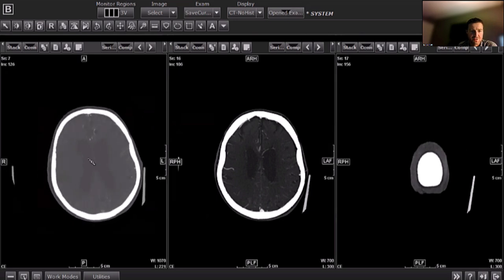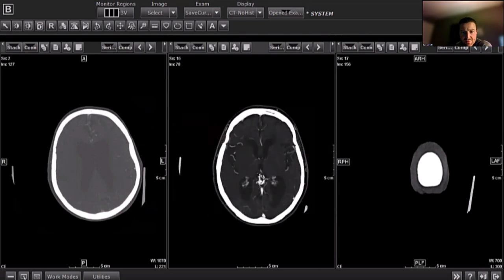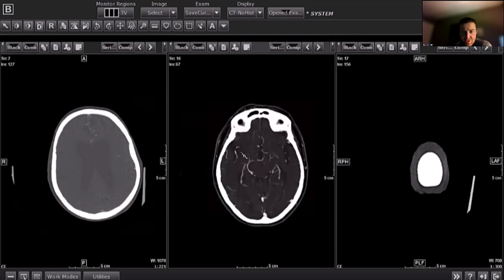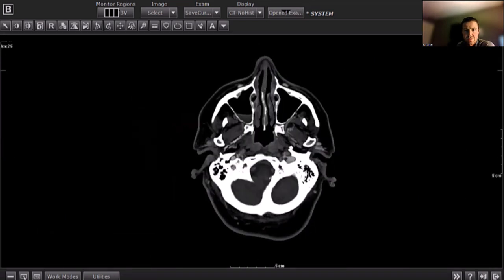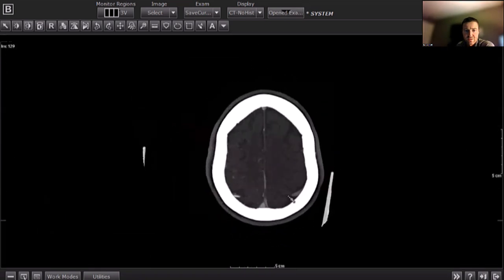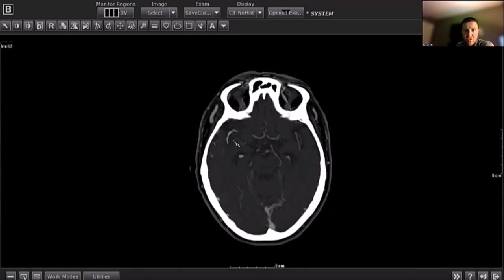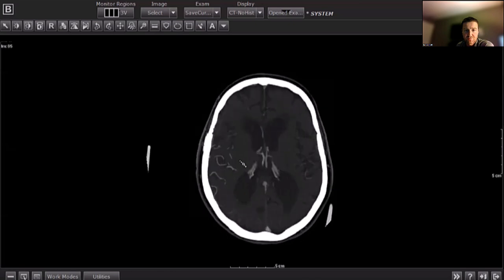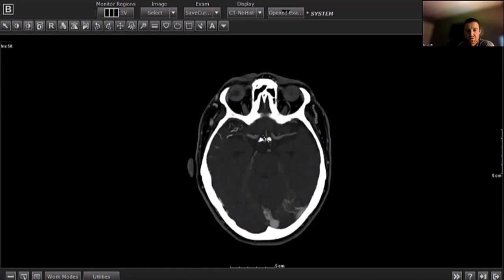Not a large amount of vessels in that MCA territory on the early phase, or on the arterial phase, sorry. On the early delayed phase, we do start to get some opacification. Slightly decreased caliber, slightly decreased number. So we're looking at intermediate collaterals. So this patient would probably have a 3 as far as the collateral scoring. Again, all we really need to differentiate is between poor and intermediate for candidates, but it's nice to give them a number as well.